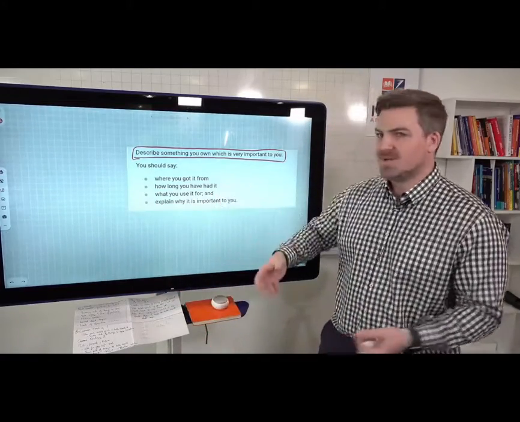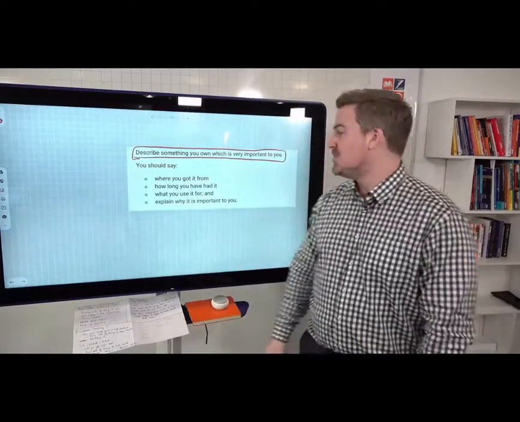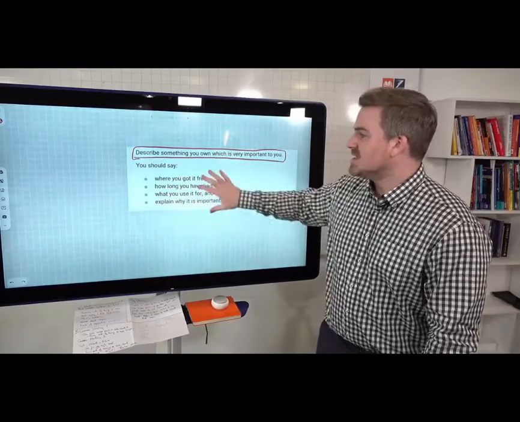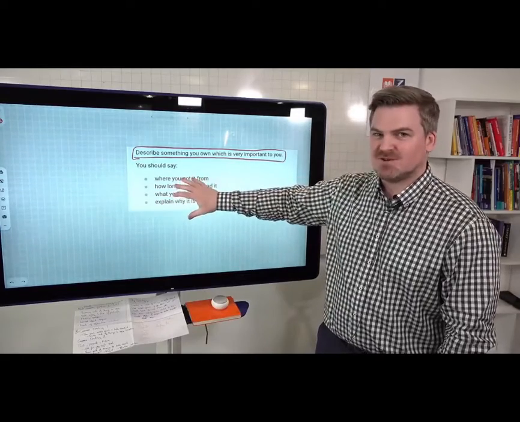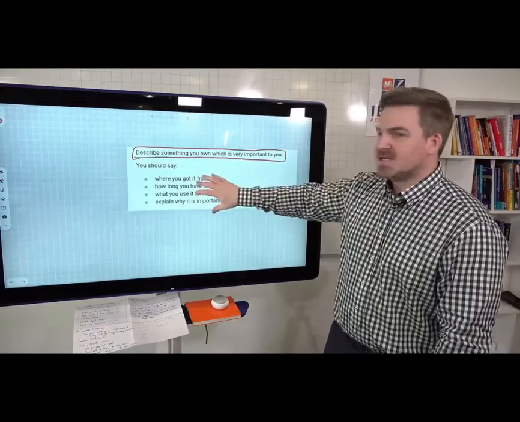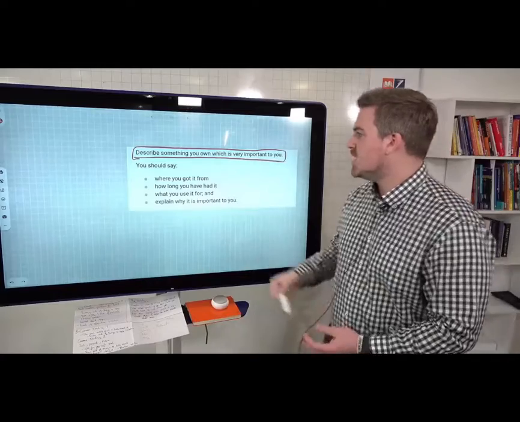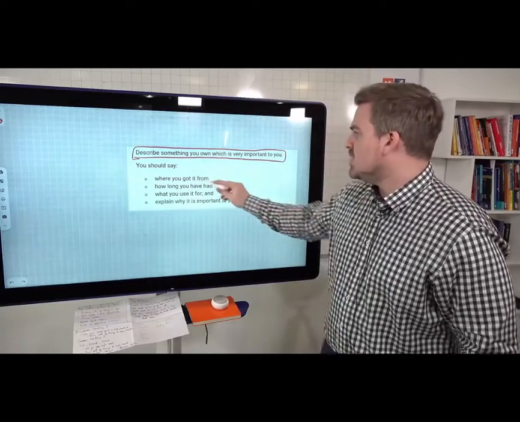Because if you're using them as a crutch, like if you break your leg, you use a crutch to help you walk. A lot of you are using these as a crutch, and does a crutch actually help you walk effectively? No. Use these as tools rather than a crutch. Well, what does that mean? Well, if you look at these, where you got it from?